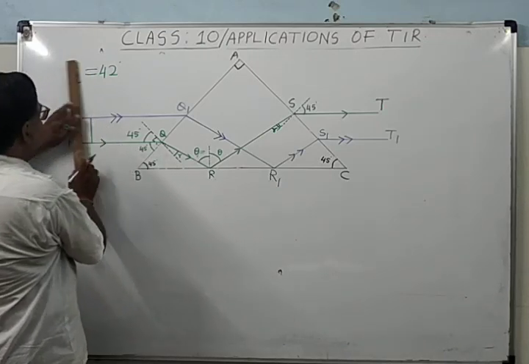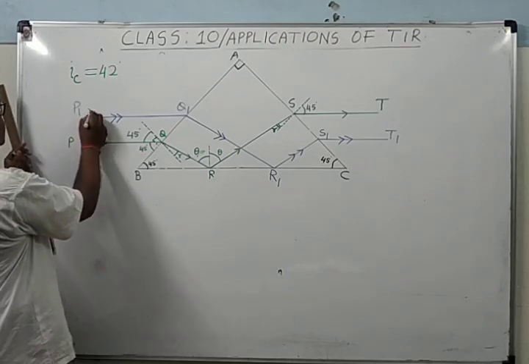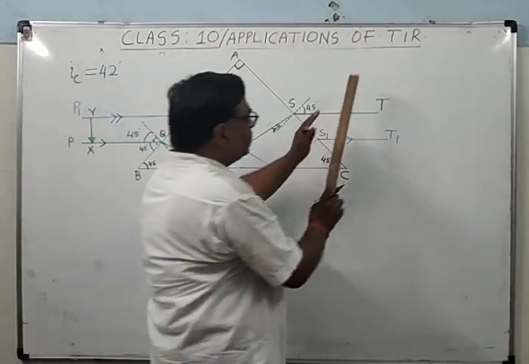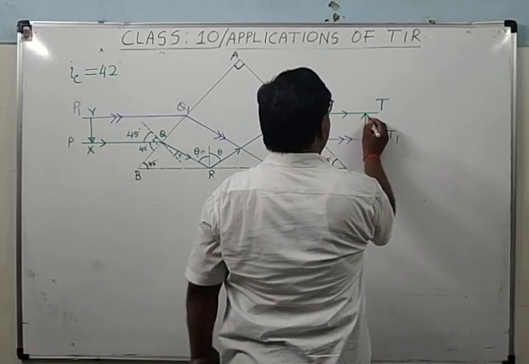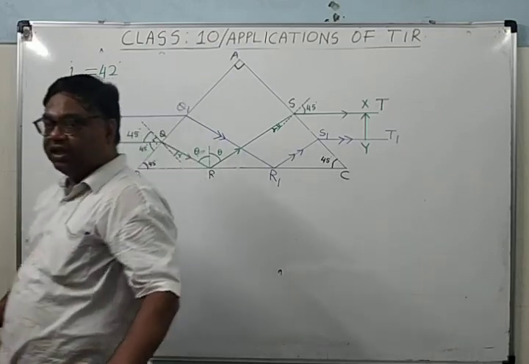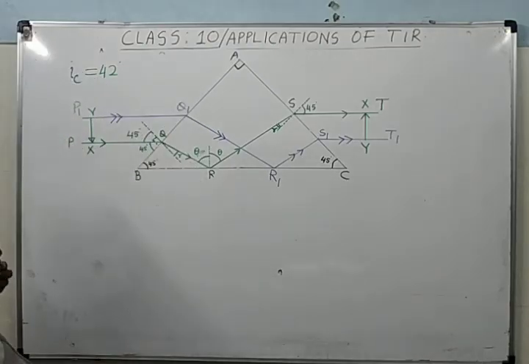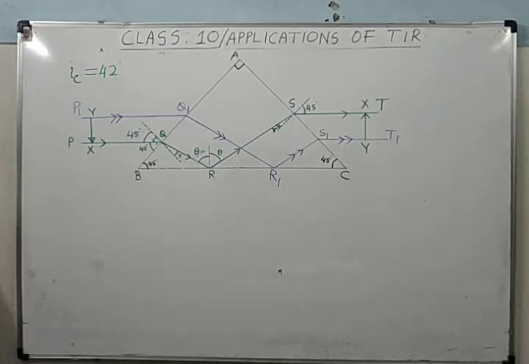This is an object which is kept here. This you can name X, this Y. What will happen? In this side, its image will be obtained this way. Means it is making the inverted image erect without the change in size. Size is same. This action is used in the terrestrial telescope.